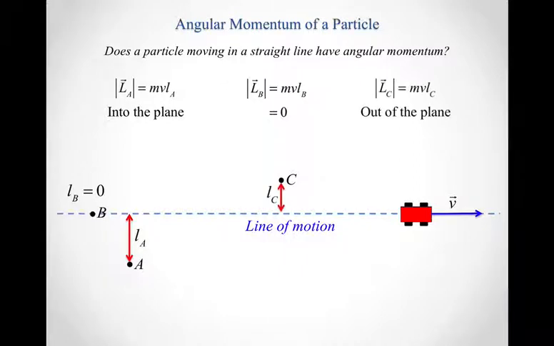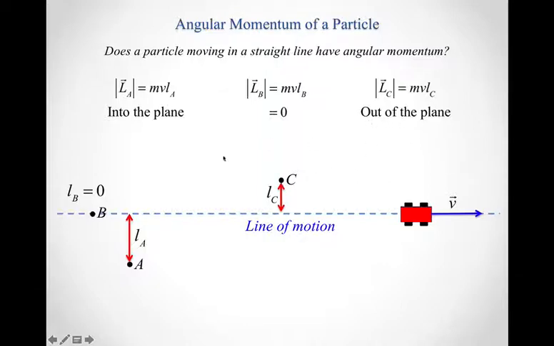For our observer at point C, again, same idea. Point C is not along the line of motion, so there has to be this non-zero perpendicular distance from that observer to the line of motion. That observer will calculate the car as having an angular momentum that's equal to the mass of the car times the speed of the car times whatever that perpendicular distance is from point C to the line of motion. Again, using our right-hand rule here, what we would see is that the angular momentum for the car, if you're standing at C, points up out of the page.